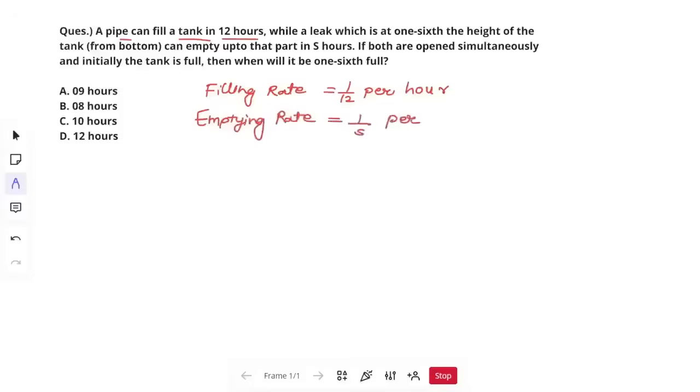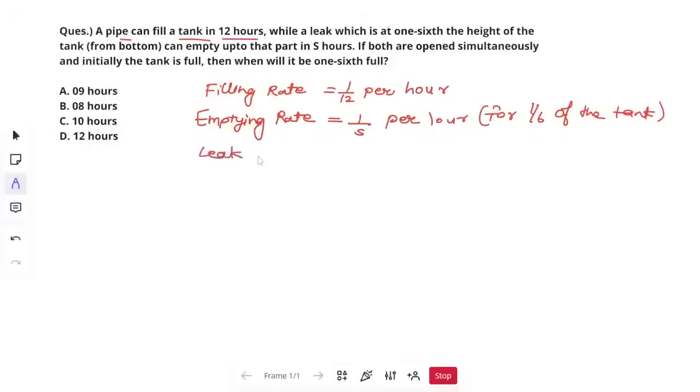Again, for 1/6 of the tank. And what we were told is initially the tank is full and both pipe and the leak are open. So we need to find when the tank will be 1/6 full. So let's understand the leak effect. The leak affects only the bottom 1/6 of the tank. It is told when it will be 1/6 full, which means it is only affecting the bottom 1/6 of the tank. This means the leak empties the full tank at the rate of 6/S per hour.